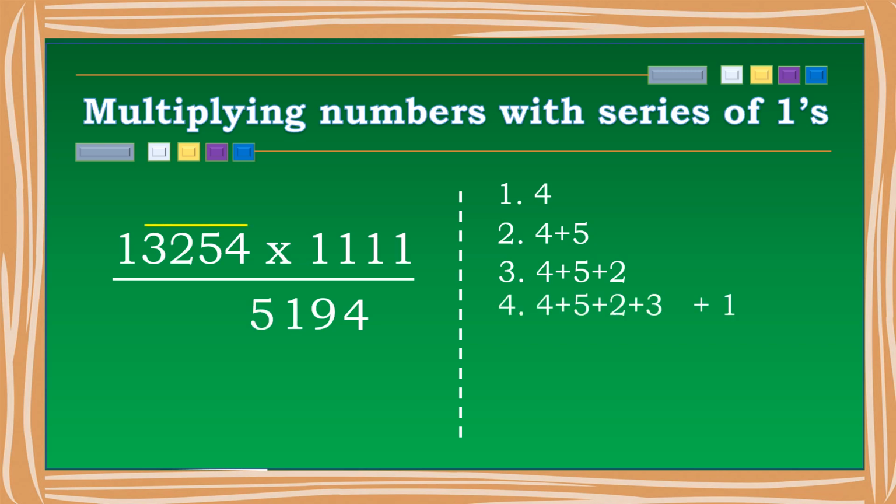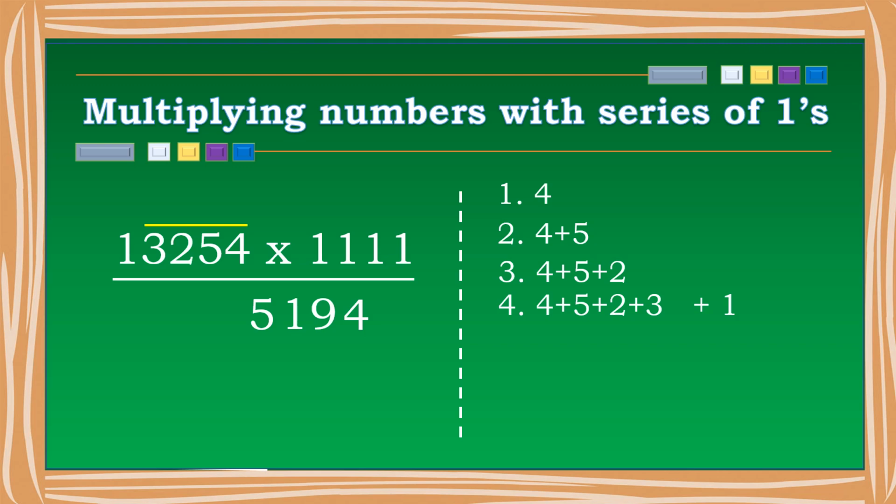Fourth step, 4 plus 5 plus 2 plus 3 plus 1 carry. So 15, and again 1 will be carried forward. Here we can add 4 digits. Why? The multiplier is having 4 ones. But we can't add 5 digits because the maximum here is 4 digits.